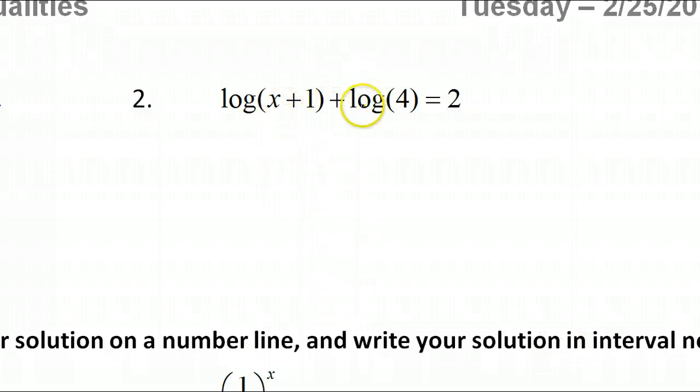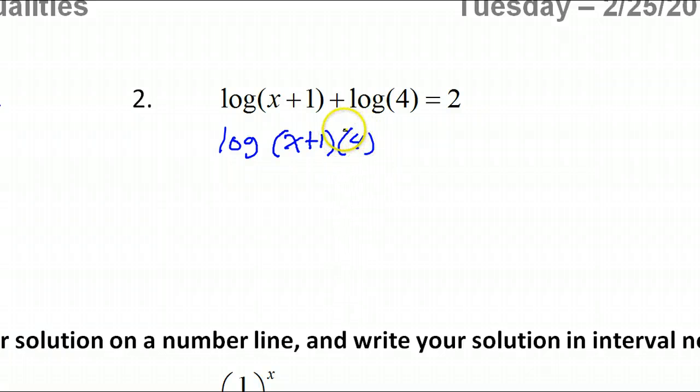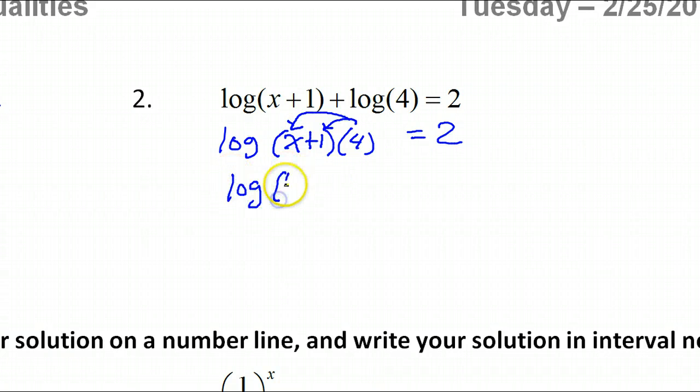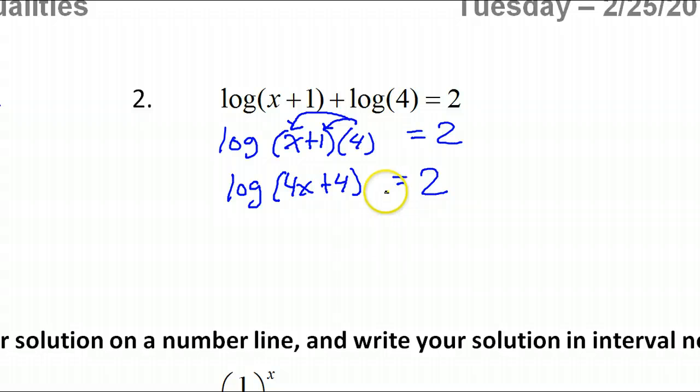Now on this one, please remember that when you're adding logs, this is going to become multiplication. We're condensing. So this will condense down to log, and we're going to be doing x plus 1 times 4. And so addition condenses to multiplication. We'll have to do a little distributive property here. So this would be log of 4x plus 4 is equal to 2. Now I only have log on one side, so I'm not going to just cancel out the log. I need to rewrite this in exponent form.